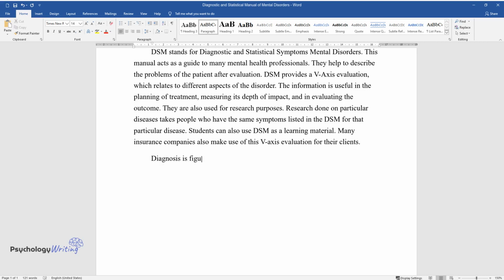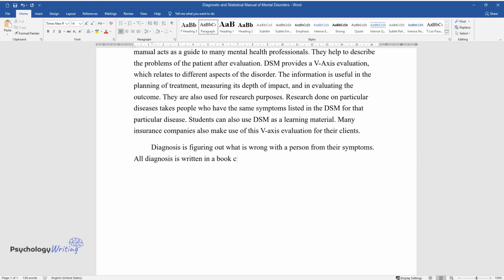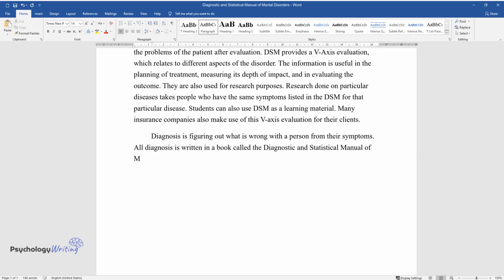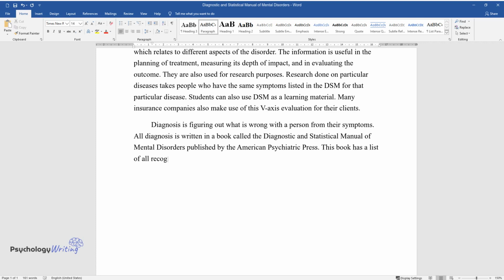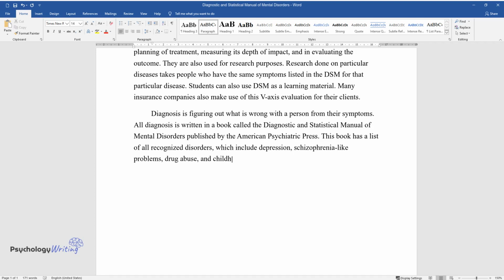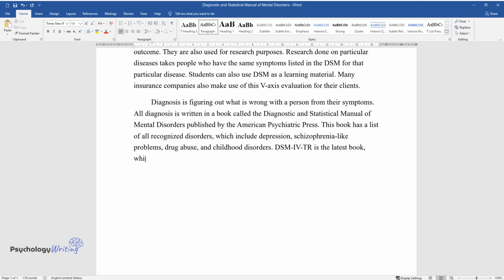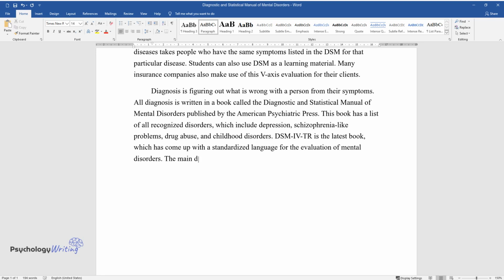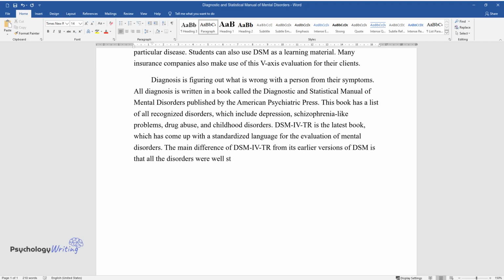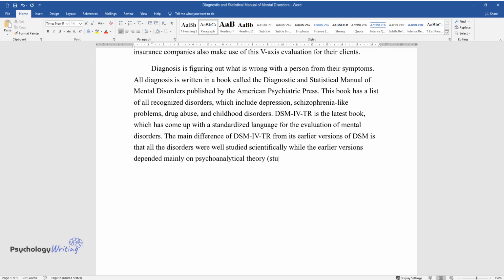Diagnosis is figuring out what is wrong with a person from their symptoms. All diagnosis is written in a book called the Diagnostic and Statistical Manual of Mental Disorders, published by the American Psychiatric Press. This book has a list of all recognized disorders, which include depression, schizophrenia-like problems, drug abuse, and childhood disorders. DSM-IV-TR is the latest book, which has come up with a standardized language for the evaluation of mental disorders. The main difference of DSM-IV-TR from its earlier versions is that all the disorders were well studied scientifically, while the earlier versions depended mainly on psychoanalytical theory, and the study of human psychological functioning and behavior.